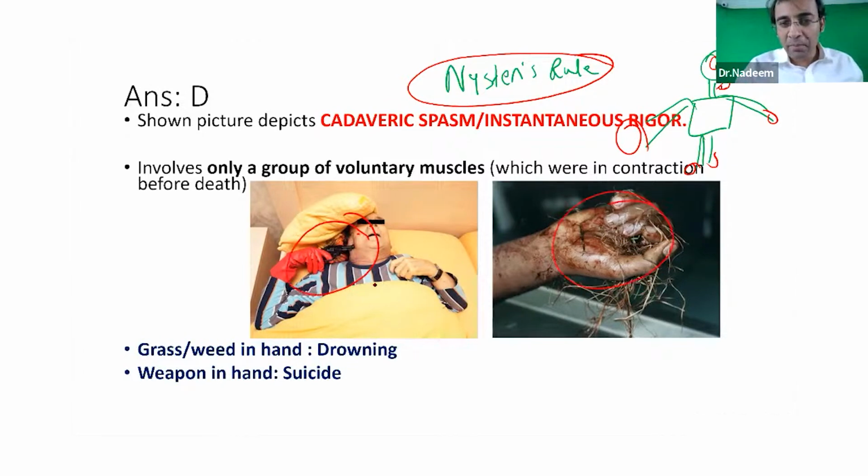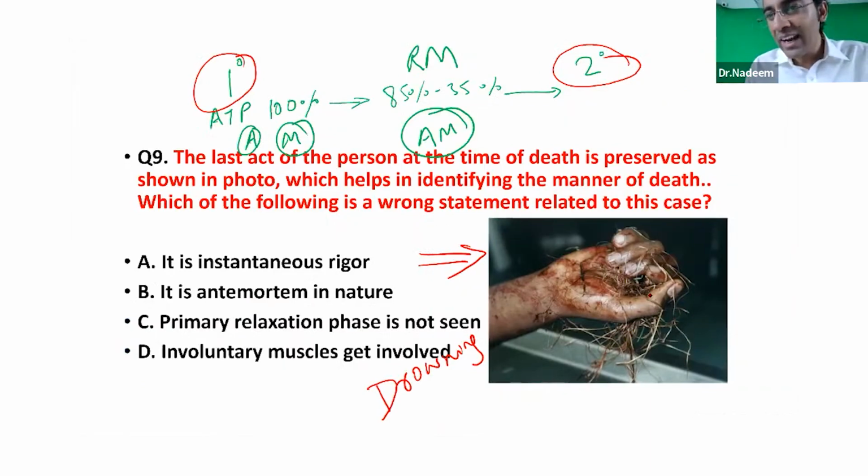So the last act of the person will be preserved like this. So these are completely ante-mortem in nature. Fine. So this is cadaveric spasm. It is also called instantaneous rigor. It is ante-mortem in nature. Ante-mortem means what? Before death.